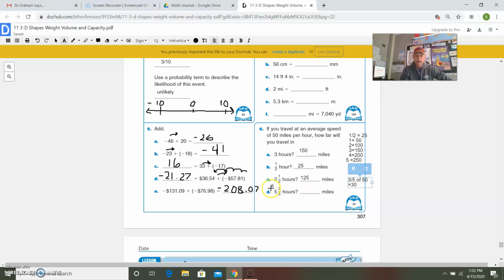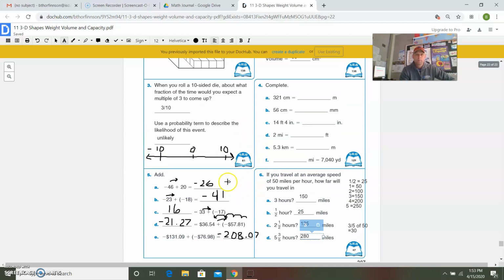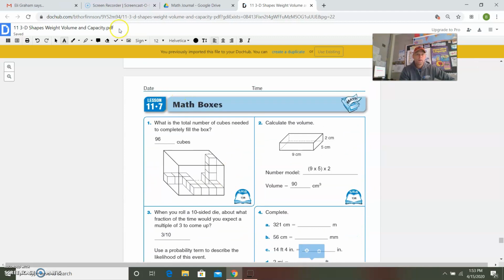So if we know that 5 is 250, and the 3/5 we now know is 30, we just add those two together and we get 280. Okay, there you go. There are the answers. Anytime you do these, making out this chart, you just have to do it. It makes things so much easier. There you are, gang.